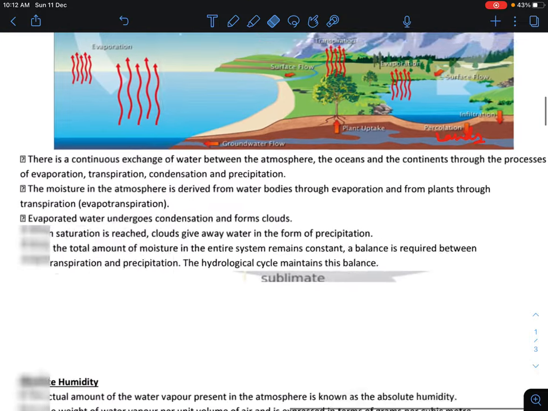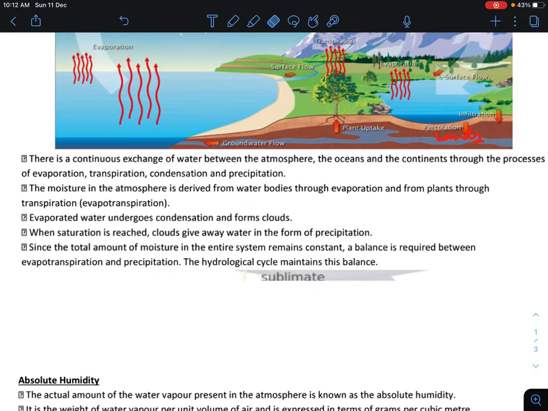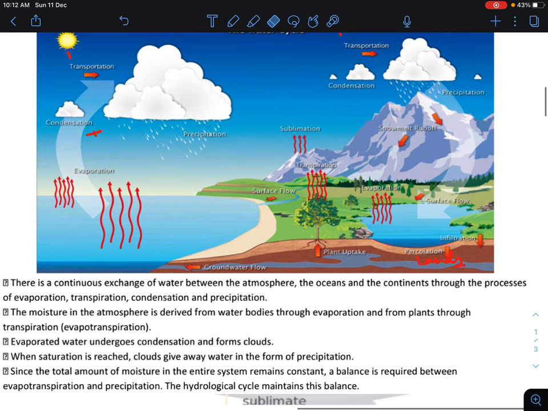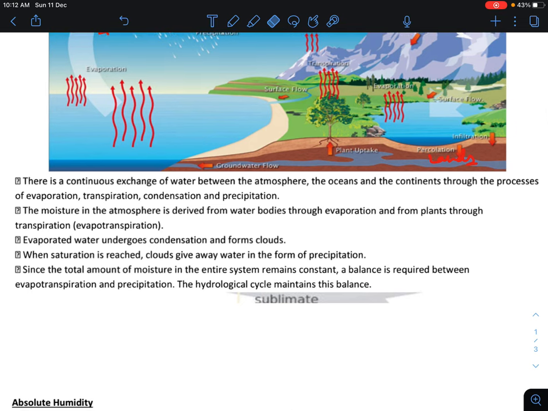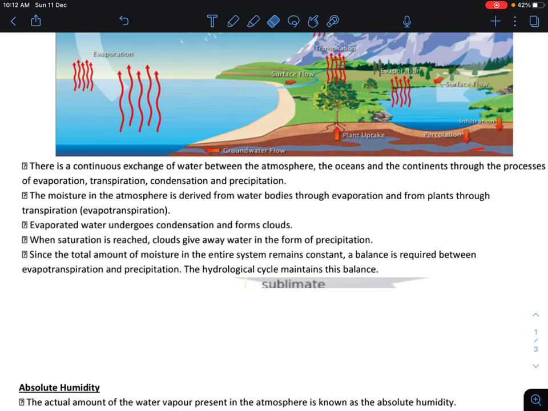And this line is very clear, because there is a continuous exchange of water between the atmosphere, oceans and the continent through the process of evaporation, transpiration, condensation and precipitation. This is very important. Please remember that in the hydrological cycle there is a continuous exchange of water between the atmosphere, oceans and the continent. And what are the processes involved? Evaporation, transpiration, condensation and precipitation.